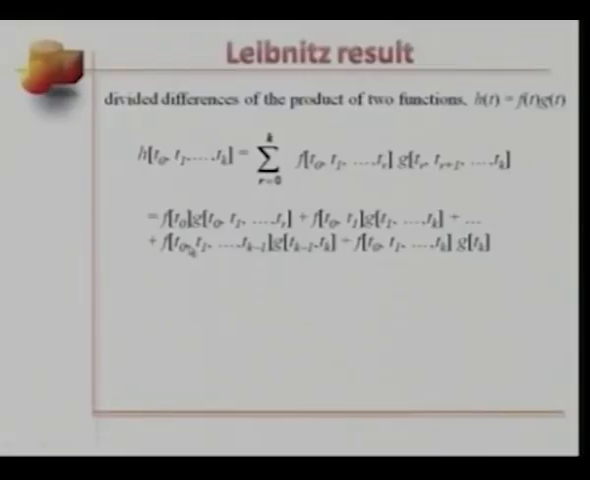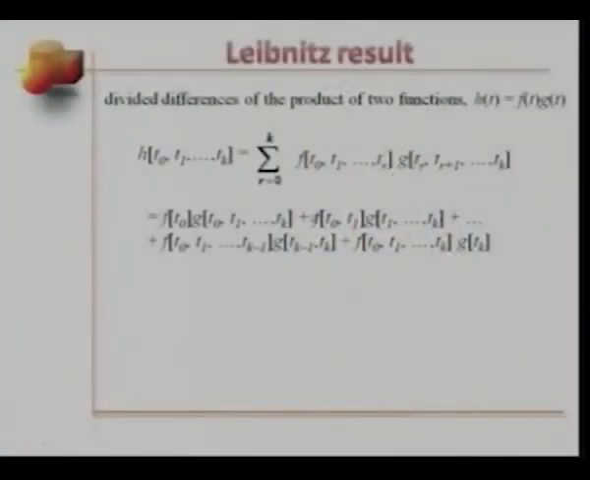Anyhow, the general result H within parenthesis T0, T1 up till Tk, if I expand this summation here, I get f of T0 times G of T0, T1 up till Tk plus f of T0, T1 times G of T1 up till Tk plus a few more terms, and the last term would be the kth divided difference in F and the 0th divided difference in G evaluated at T sub k.